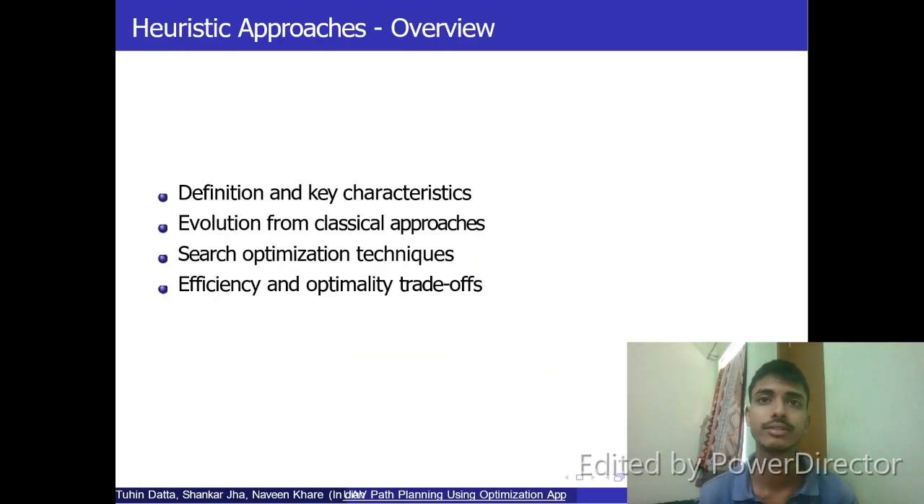Heuristic approaches evolved to address limitations of classical methods by introducing search optimization techniques. These approaches use problem-specific knowledge to guide the search process, offering better computational efficiency than exhaustive searches. Heuristic methods generally provide good, though not necessarily optimal, solutions in reasonable computing time, making them suitable for many practical applications.